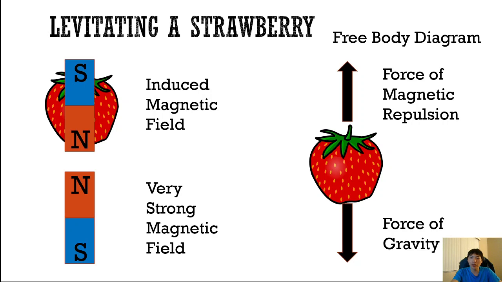Of course, larger objects will experience a larger force of gravity, and so with the currently achievable magnetic fields, you can really only levitate small objects like strawberries and small diamagnetic objects.